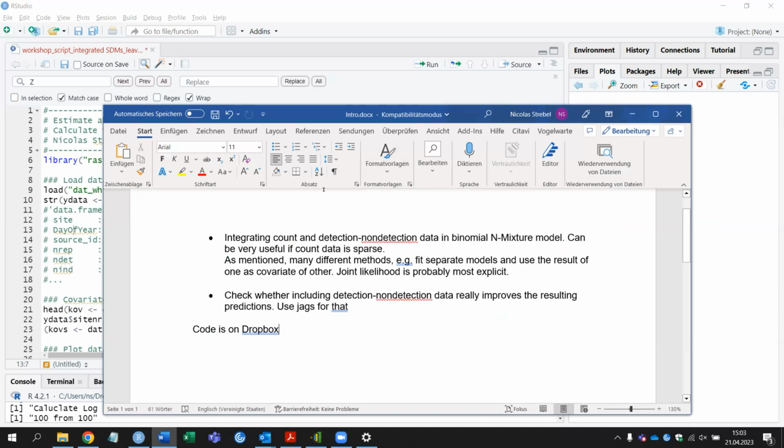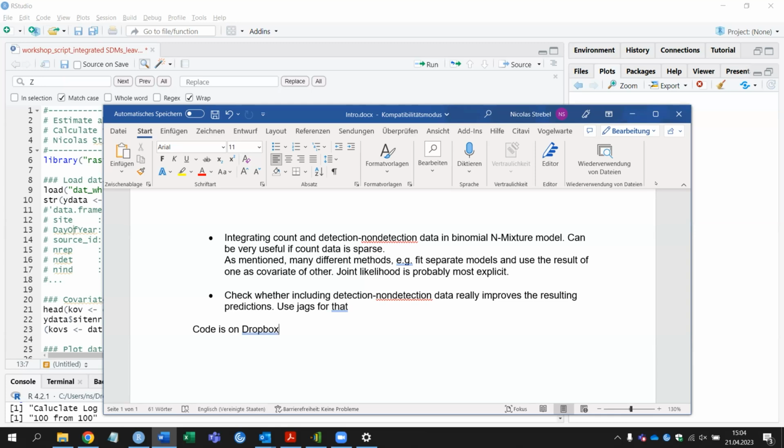All right, I will talk about two things. One is integrating count and detection, non-detection data, but in a hierarchical model, in a binomial mixture model. This can be particularly useful when, for example, count data is sparse, count data is often more expensive, and detection, non-detection data is more abundant and less costly. It often also has a better, or wider, spatial coverage.